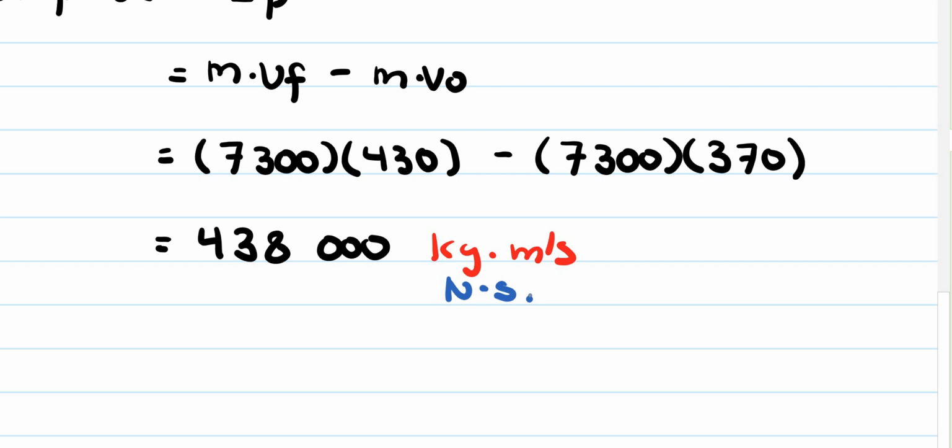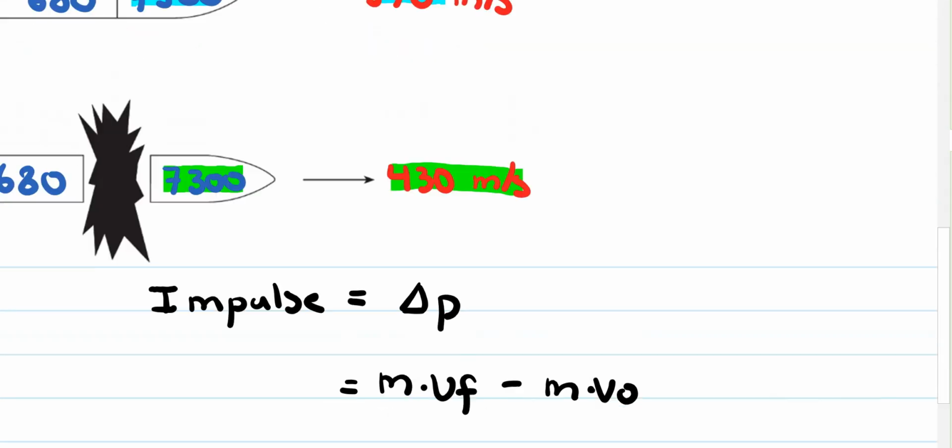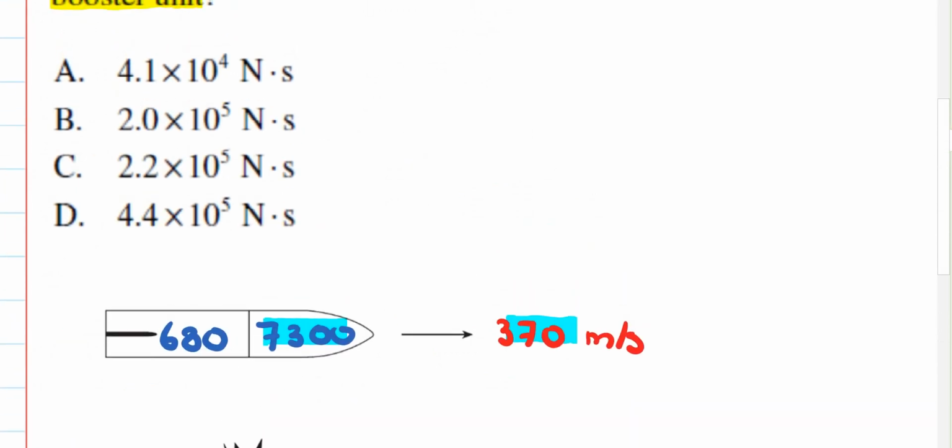When we're calculating impulse, the impulse that acts on the space vehicle is actually the same impulse that acts on the booster unit. So this right here is your correct answer for the impulse for both the space vehicle and the booster unit. Okay, so if I go back to the multiple choice options here, the best option would be option D. So 4.4 times 10 to the power 5 newtons times seconds, and that's the impulse there.